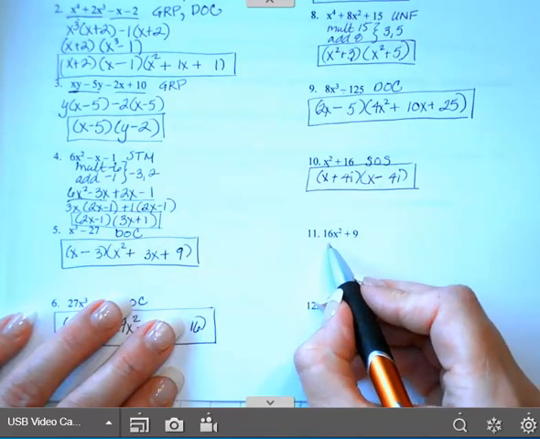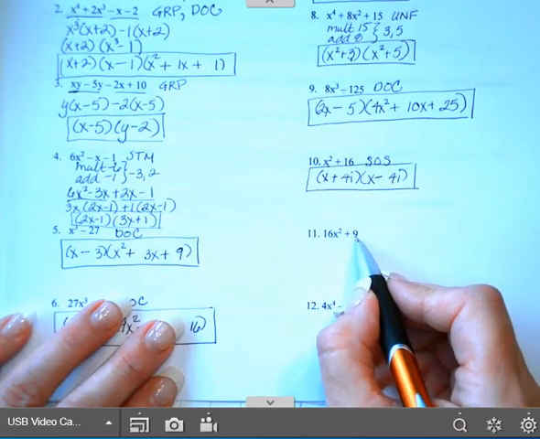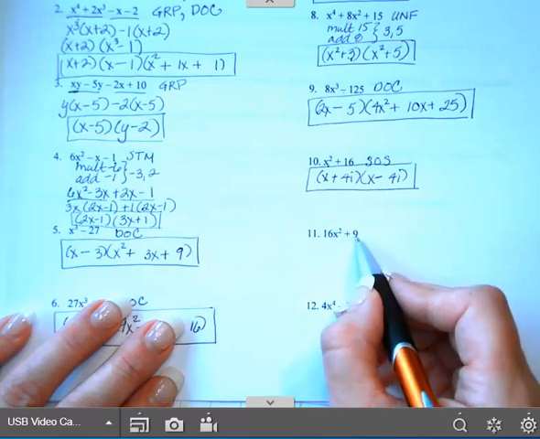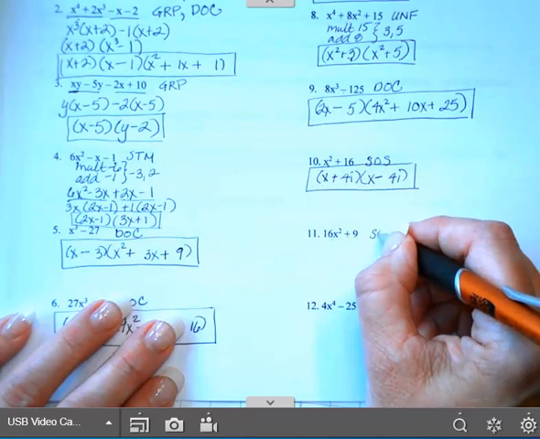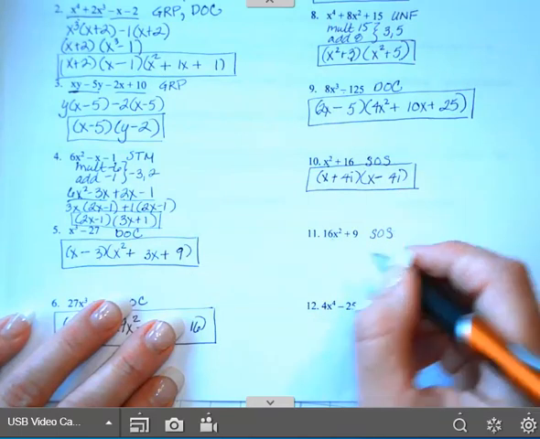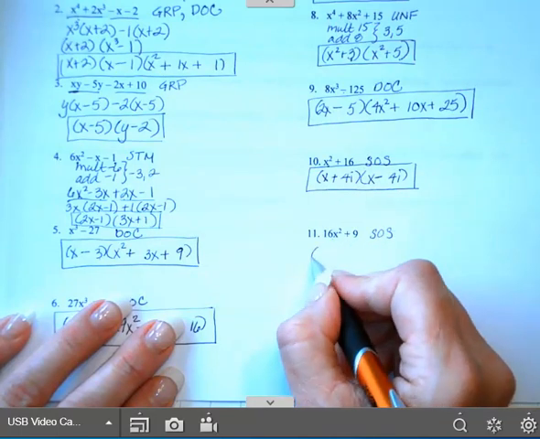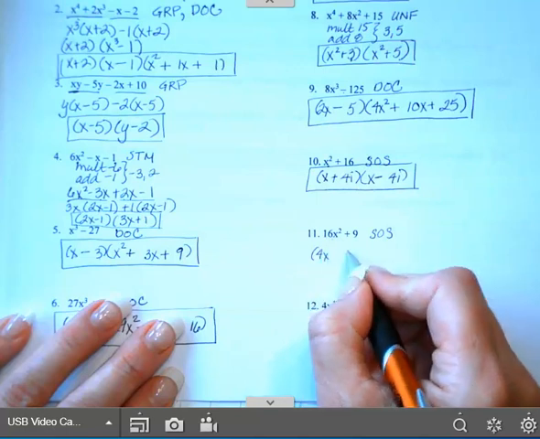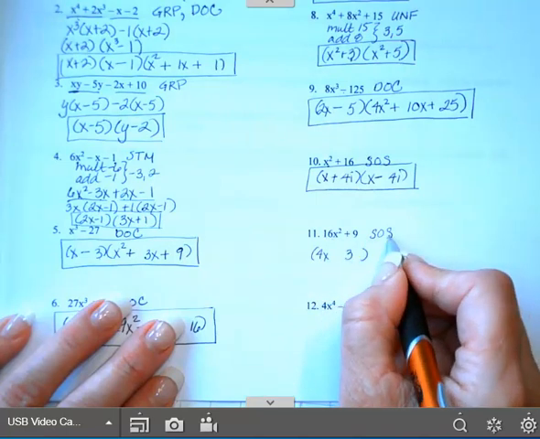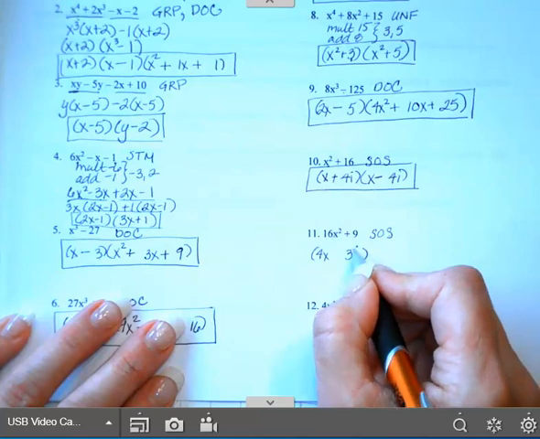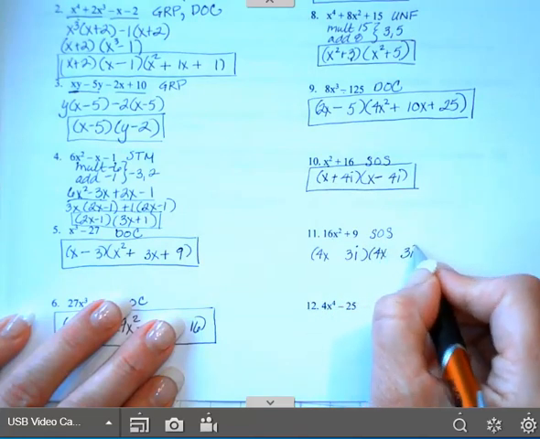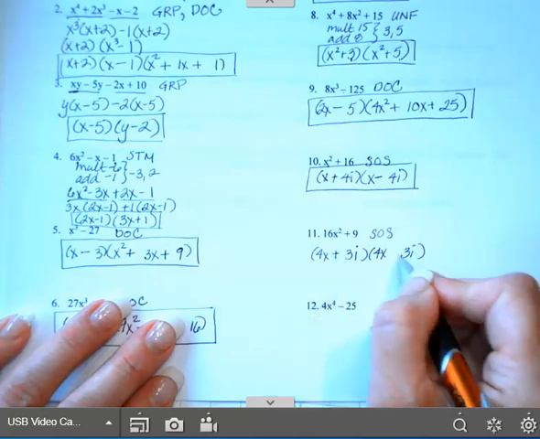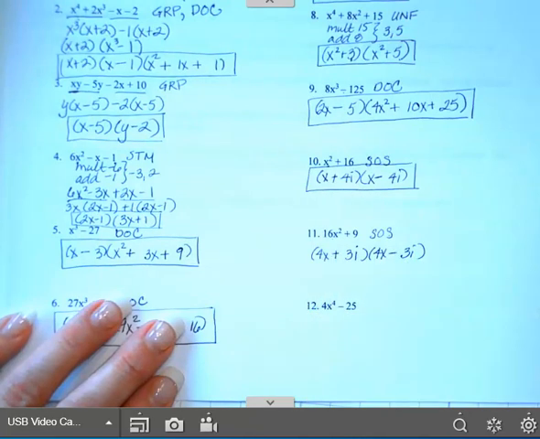On the next one, I have, again, two terms. I don't have a greatest common factor. However, I have a sum of squares again. So I'm going to square root each of those. So 4x and 3. On the sum of squares, you'll have the i's. One of them is plus and one of them is minus.